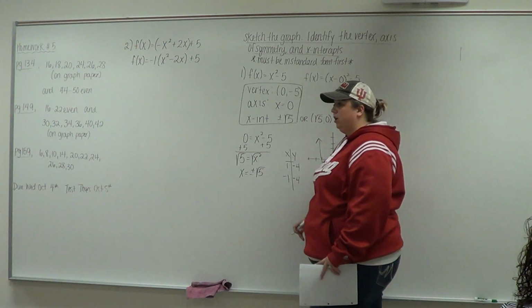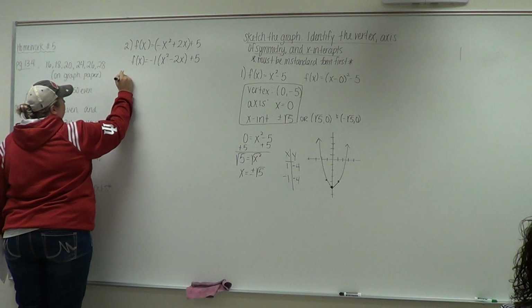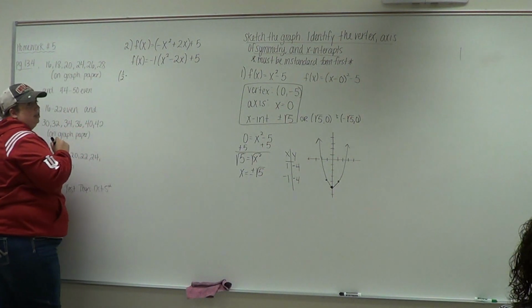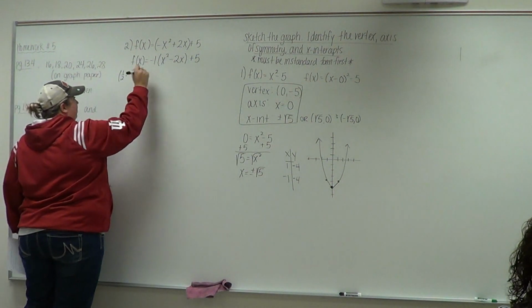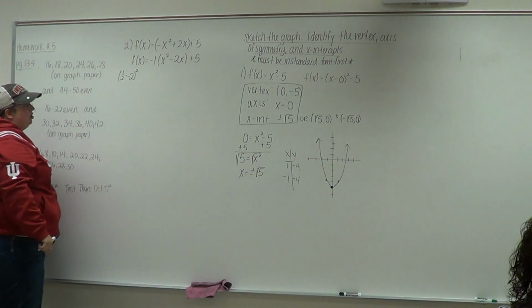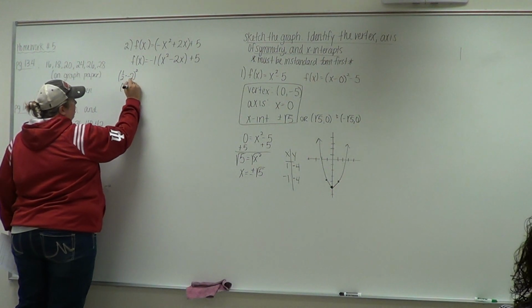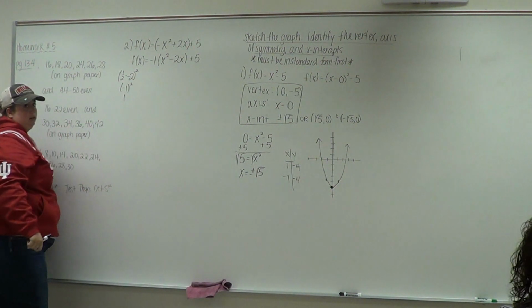Okay, then you're going to complete the square. How you complete the square is you're going to take a half times b. Well, b is negative 2. And we're going to square that. So a half times negative 2 is negative 1. Negative 1 squared is 1.